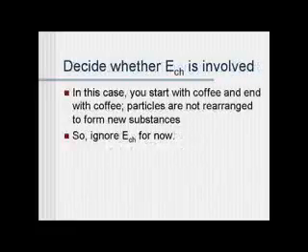Whenever we represent the role of energy in a physical change with energy bar charts, we'll need to make a decision as to whether the E sub CH, the chemical potential energy, is involved. So we're starting with a cup of coffee. The coffee does not change. It's still coffee at the end of the time that we're studying. And since the particles are not rearranged to form new substances, we're going to be able to ignore E sub CH for this particular system.